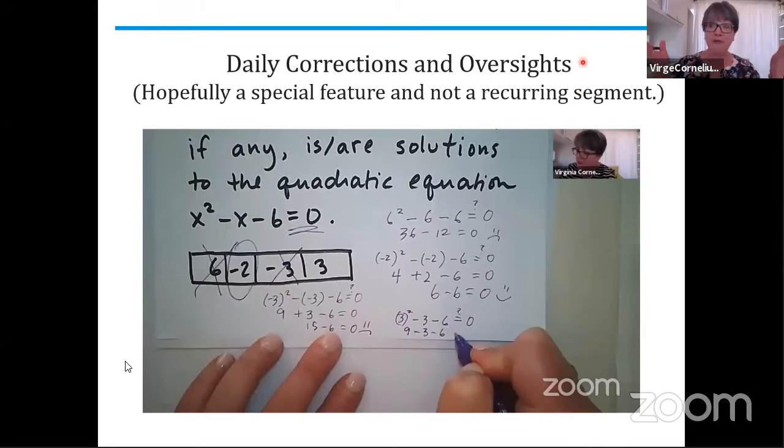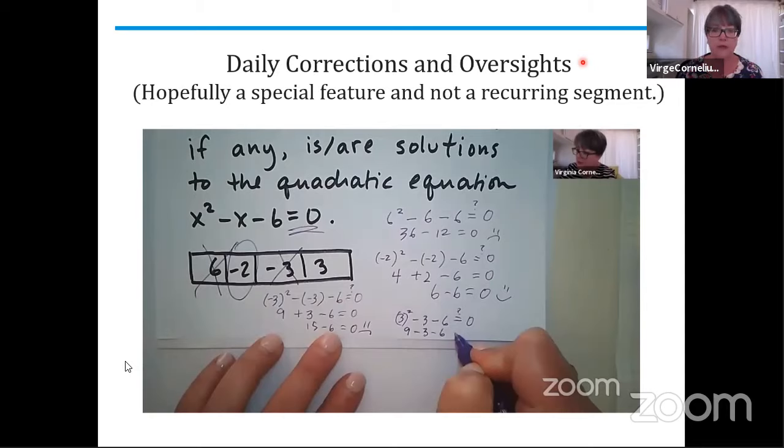This is a new feature, everybody. It's so exciting. We have a new slide called Daily Corrections and Oversights. And hopefully this is only going to happen occasionally, but so far we're 2 for 2. So if we make a mistake, we are going to tell you what our mistake was the next day in some form or fashion.